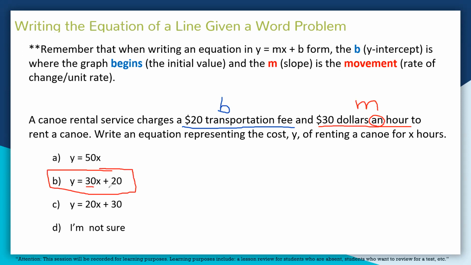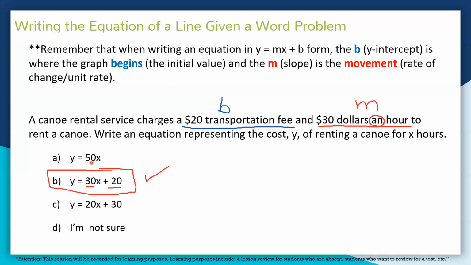Okay, if we look at our answer choices here, it looks like B is our winner because it's $30 per hour and then a $20 transportation fee. So if you picked B, you got it correct. All right, let's analyze the other two options. Any ideas what happened with C? Just got the numbers mixed up. So yeah, accidentally thought it was $20 an hour and then a $30 fee. So C, they just got the numbers backwards.